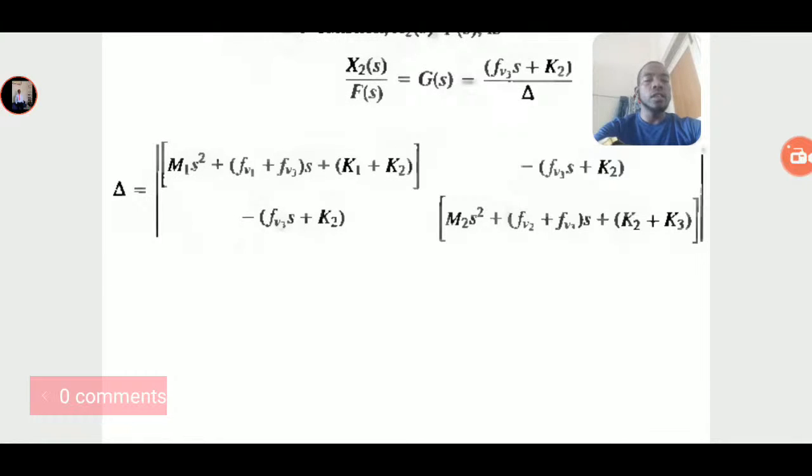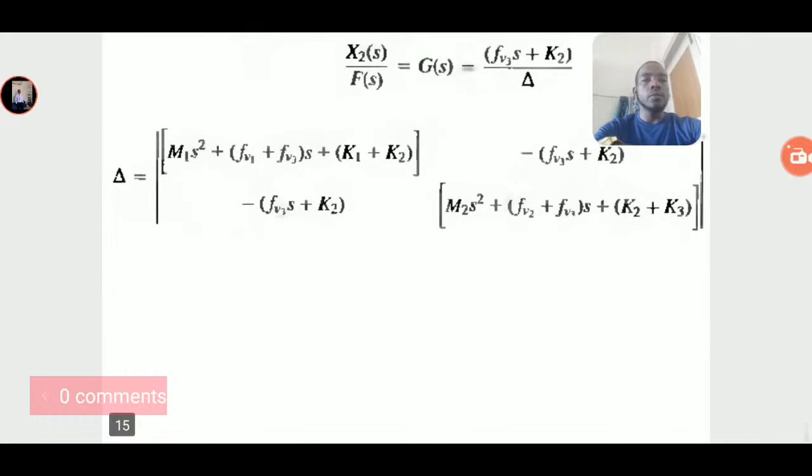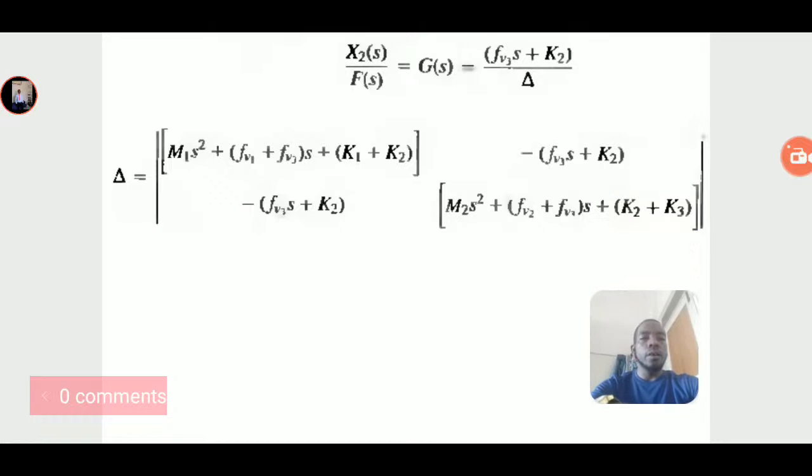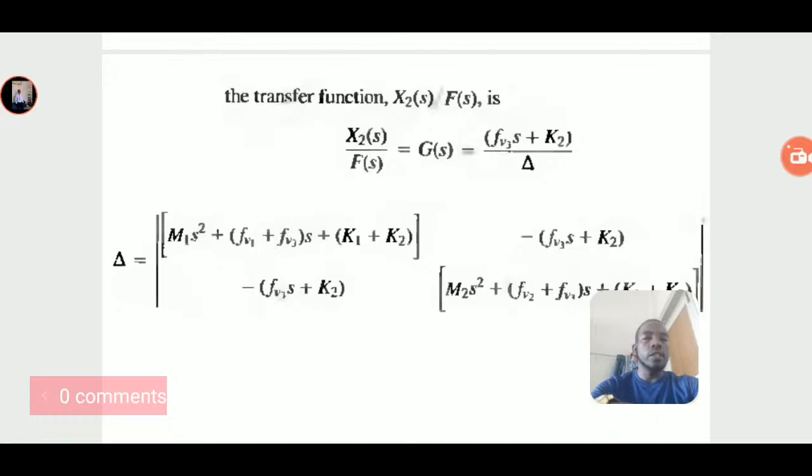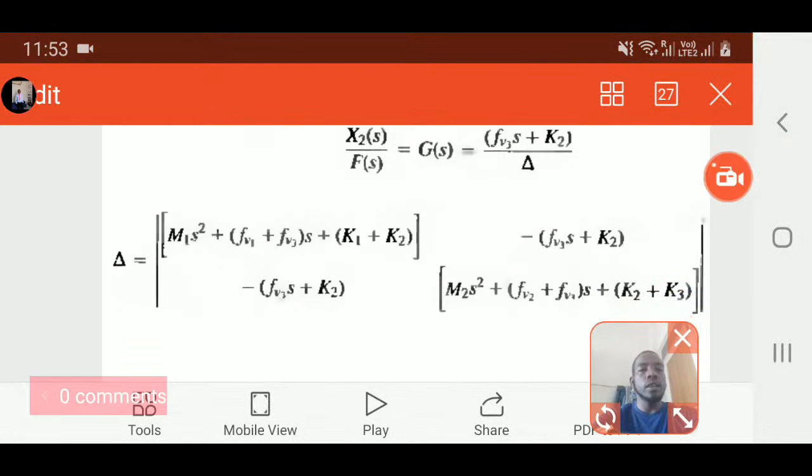Like this we form the matrix. Then we solve this matrix by using the determinant method, and finally we will get the final answer. That means the transfer function x2 of s over f of s is equal to g of s, which is fv3 s plus k2 divided by delta. The delta means nothing but the determinant value of this matrix. So I think this is enough for today's class.